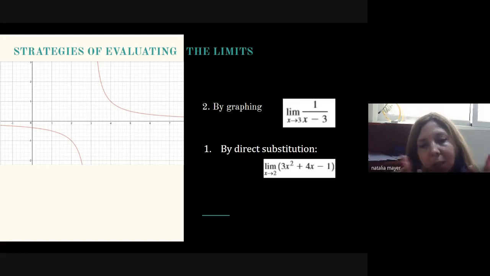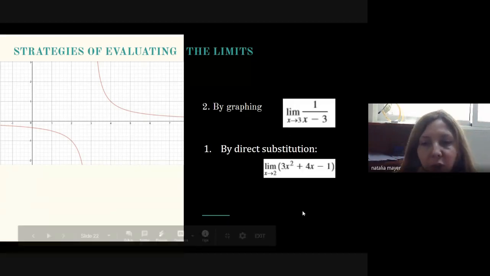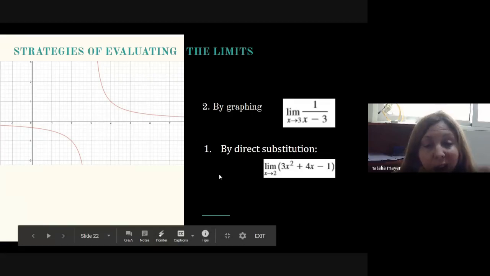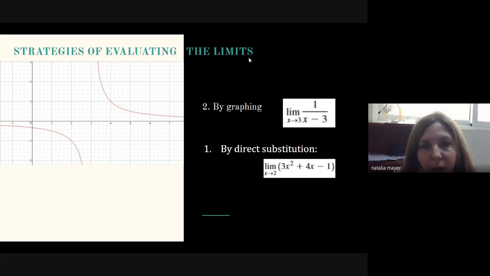Please write down the first strategy, which I already mentioned before: evaluating the limit by direct substitution. I would like to highlight it once again. Whenever you are facing a question from the textbook, sometimes the question will ask you to use a specific strategy. Sometimes it will just tell you to evaluate the limit. So when it just tells you to evaluate the limit, the first thing you should always think about, without exceptions, is whether you can substitute the value of x right away or not.